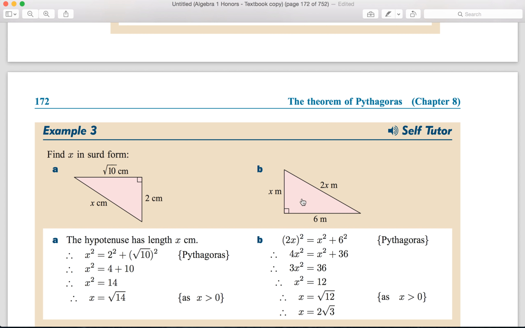I'm not going to explain part B, but you should go ahead and pause the video and try to look at this example, follow along in the steps, and see if it makes sense to you.